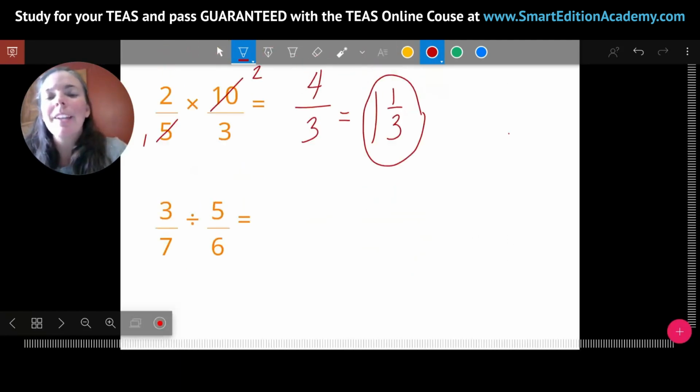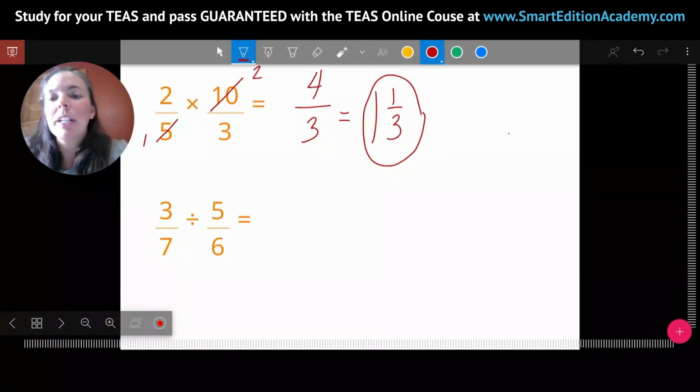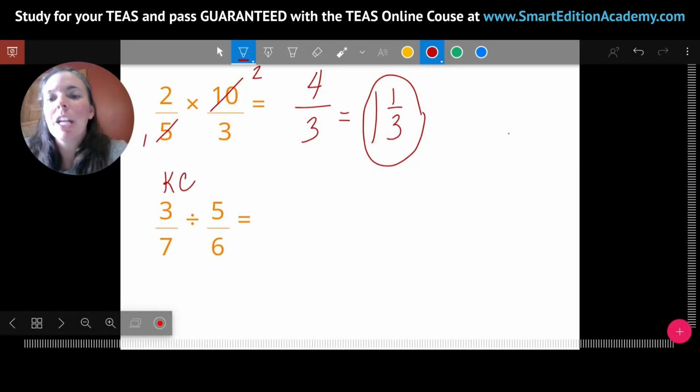Okay, and just a quick reminder of how to divide. 3/7 divided by 5/6. So what we want to do here is think keep, change, flip. KCF, keep, change, flip. So what that means is I'm going to keep the first fraction, change division to multiplication, and then flip to be 6/5.